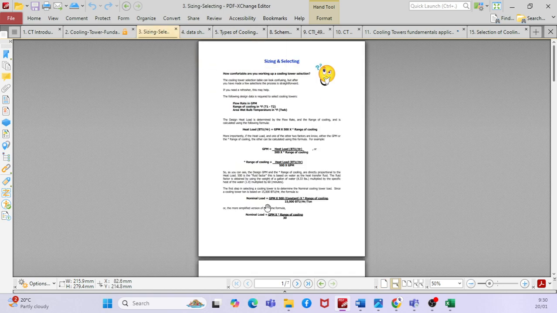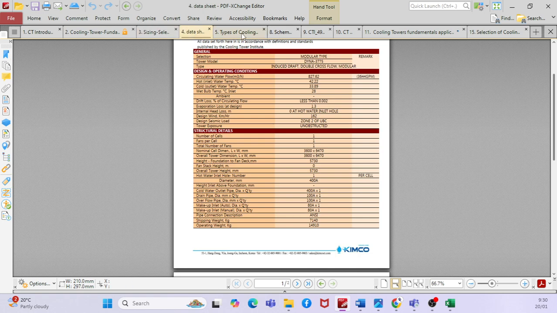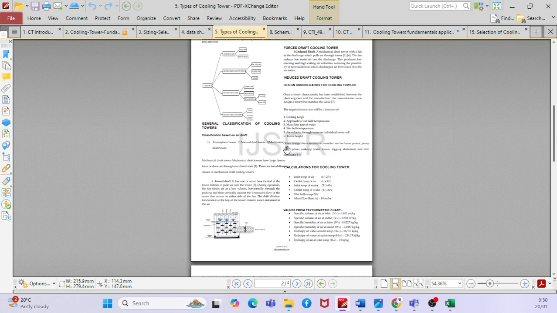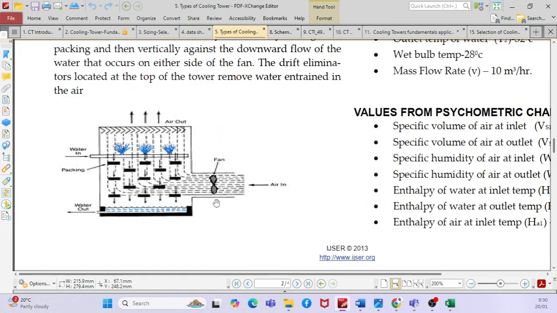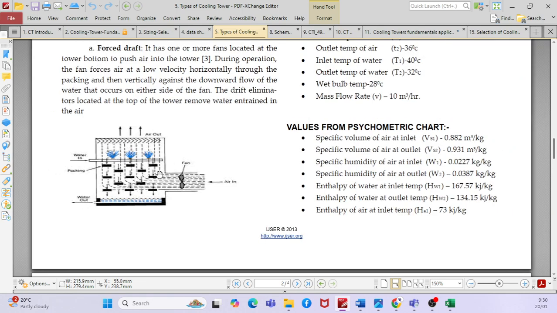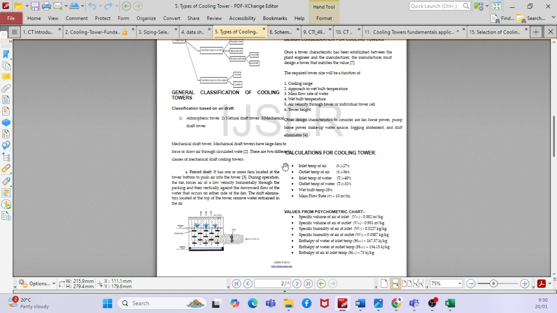Basically you can see that there are different components. For example, there is water in, then water out. This is called forced draft, right? You have a fan here. The air comes in, passes through the tower, then goes out. So this is that forced draft.